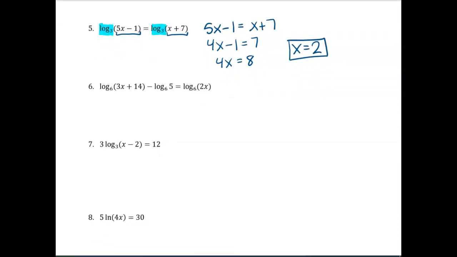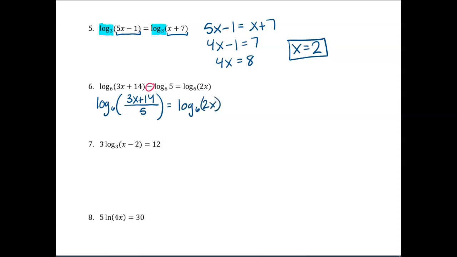Next one. So I see a bunch of log 6s, which is great, but I also see that subtraction sign in the middle. So before I can really use any rules, I'm going to combine this left side, or condense it, into a single log. So this is really log base 6 of 3x plus 14 over 5. So subtraction goes to division. And this equals log base 6 of 2x.